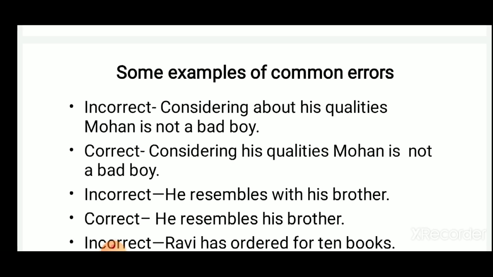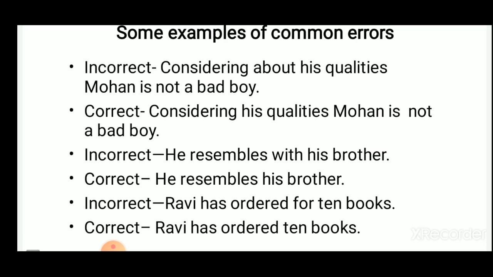He resembles with his brother. This is incorrect, and what is correct? He resembles his brother. So we don't use a preposition with resemble also. Incorrect: Ravi has ordered for 10 books. Correct is what? Ravi has ordered 10 books.